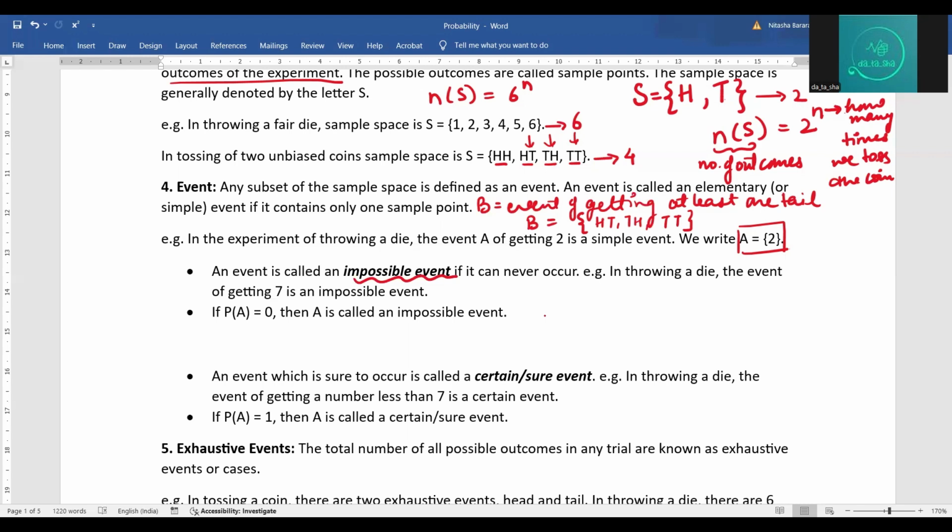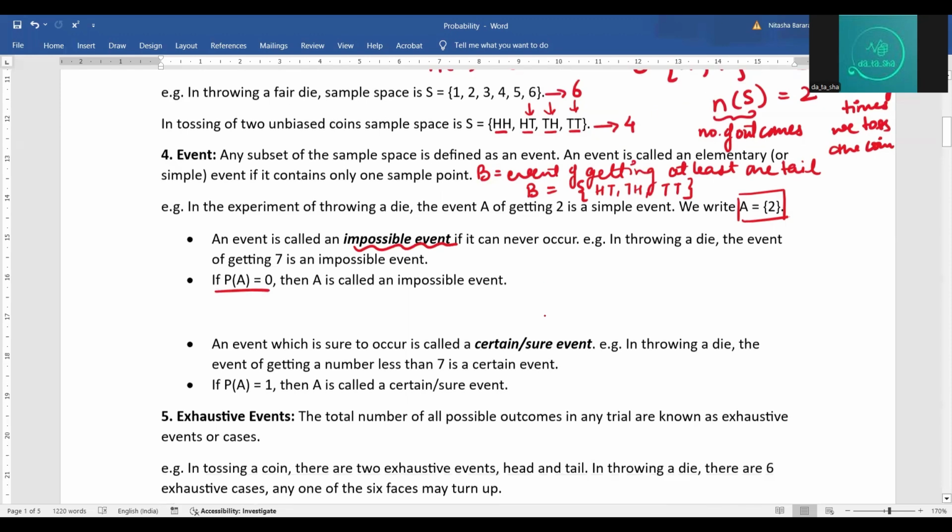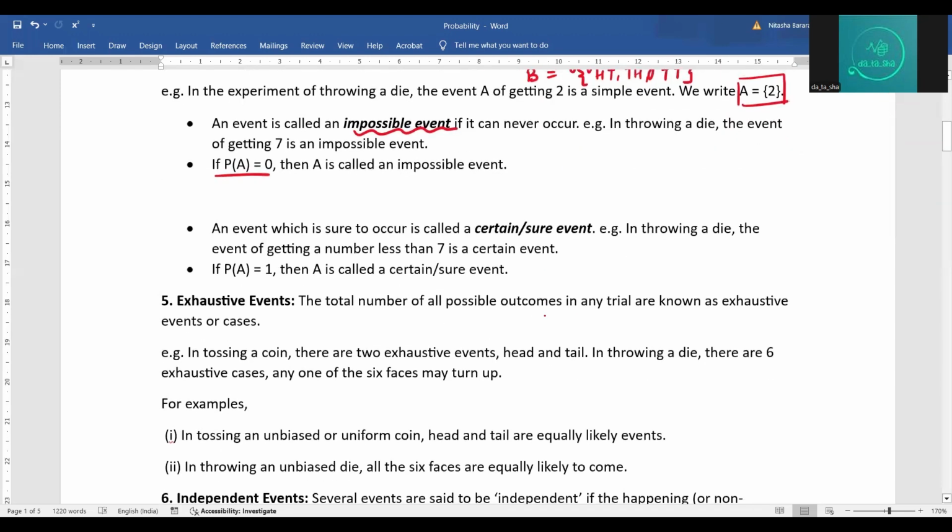Similarly, I have taken one example. If we throw a die, the event of getting 7 is an impossible event because we only have the numbers 1 to 6 on the face of the dice. So the probability of the impossible event is 0. So P(A) is 0. And if it is 0, then obviously it is an impossible event. So it's a two-way thing. If the event is impossible, obviously the probability is 0. And if you know the probability is 0, automatically you will come to the conclusion that the event is impossible.